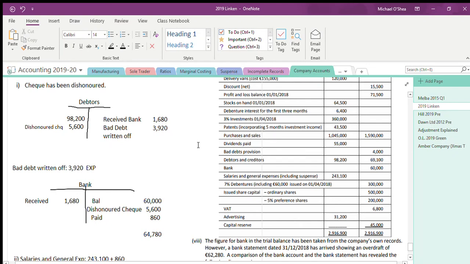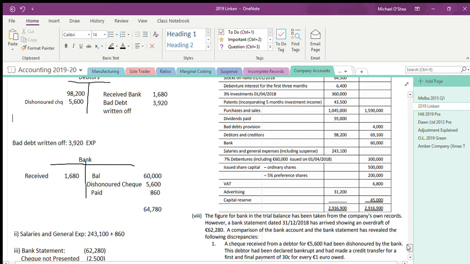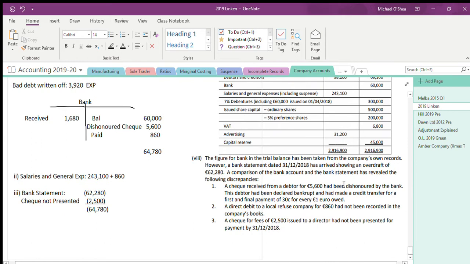This is the 2019 company question. This is the bank statement note that we're going to look at. So again, I'm just looking at the bank statement note here. Every note like this starts with the general information that our bank account that we'll have here in the question, 60,000, does not match up with the bank statement amount of 62,280, and we need to find out why they don't match up.